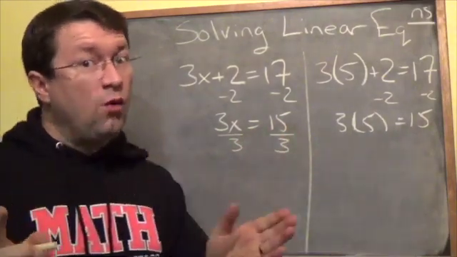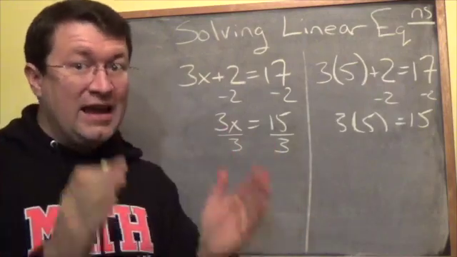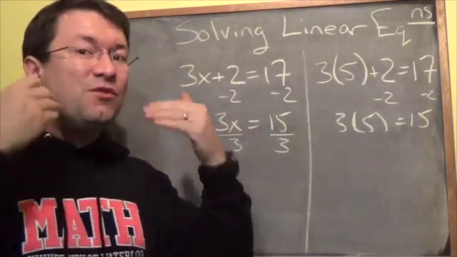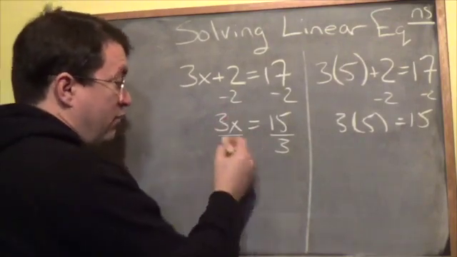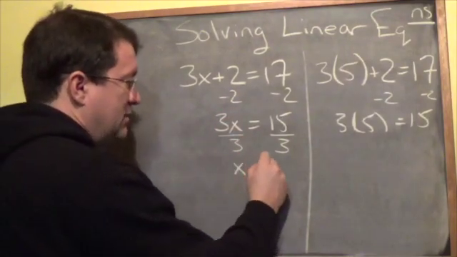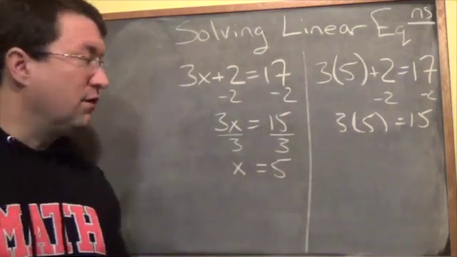Remember, this is an equality. Okay, so whatever I do to the left side, I've got to do to the right side to maintain equality. But the assumption is that they were already equal. Okay, so 3 divided by 3 gets me 1. 1 times x is x. 15 divided by 3 is 5. And I've solved this. I get that x is equal to 5.